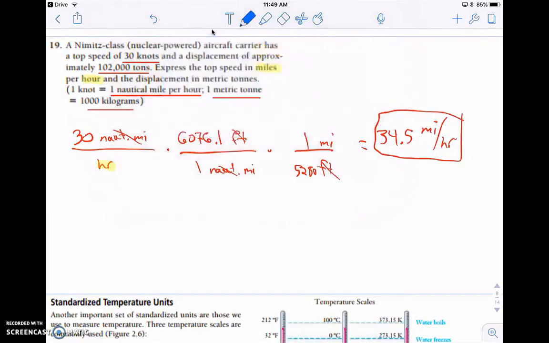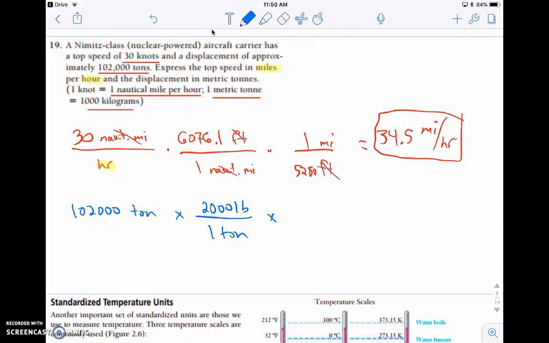Okay, the next thing we're going to be looking at is displacement. And that's kind of looking at the weight of 102,000 tons. And we want to figure out how much is this in metric tons. And a metric ton, again, is 1,000 kilograms. So we have 102,000 tons. First, we're going to convert from tons to pounds. So we're going to go 2,000 pounds is 1 ton. So we want those tons to cancel.